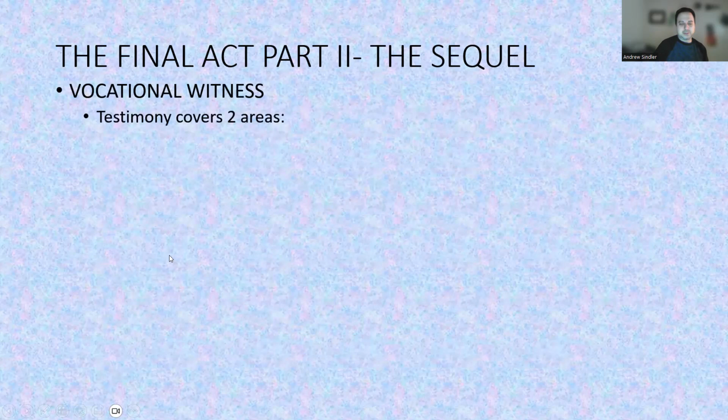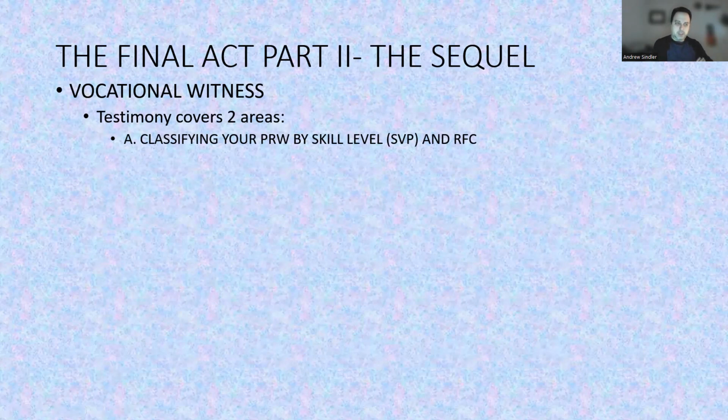So their testimony covers two areas. First, they're asked to classify your past relevant work, if you have any, first by the skill level, or what we refer to as the specific vocational prep time, or SVP, which is basically a number between 1 and 9. The lower the number, the less skilled or unskilled a job is, and also dictates typically how long it takes to learn that kind of job.